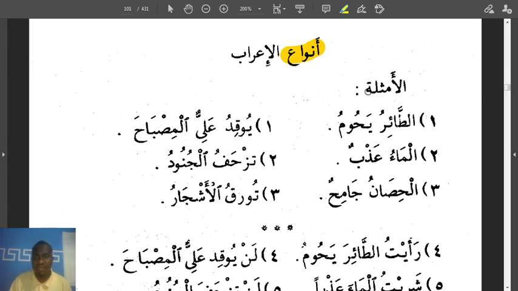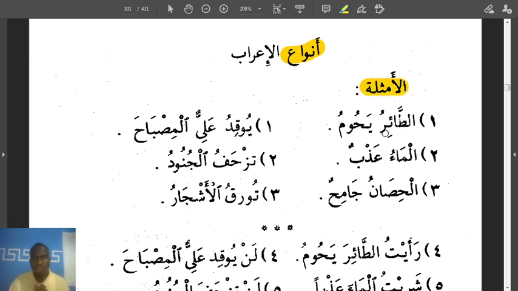It says amthila, examples. And amthila is the plural of mithal, because we have a word that is closely related, which is mathal, proverb, or wise saying. Its plural is amthal. And then we have mithal, which is example, and its plural is amthila. So that is that for this.